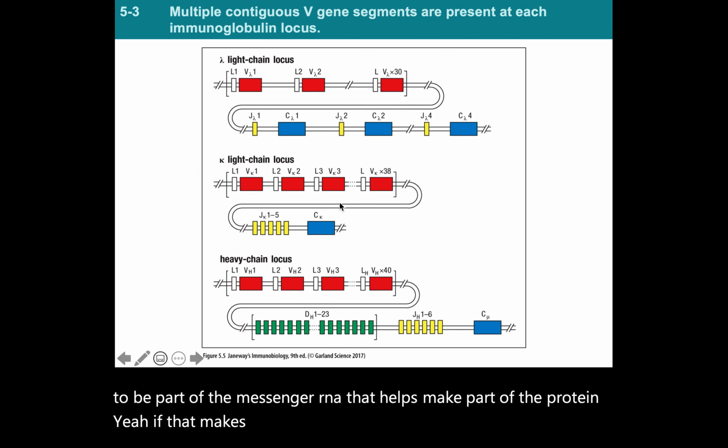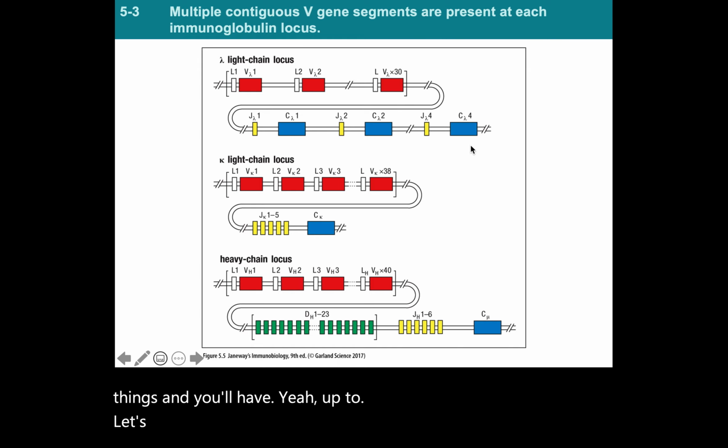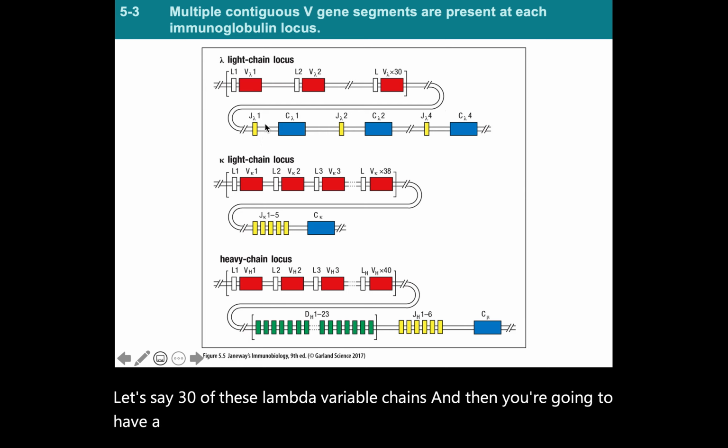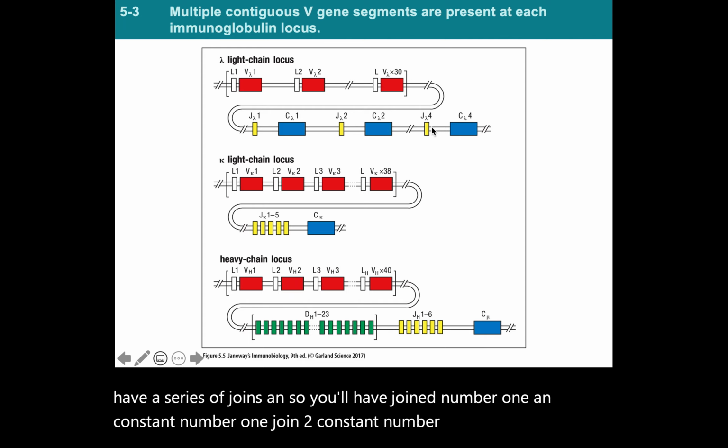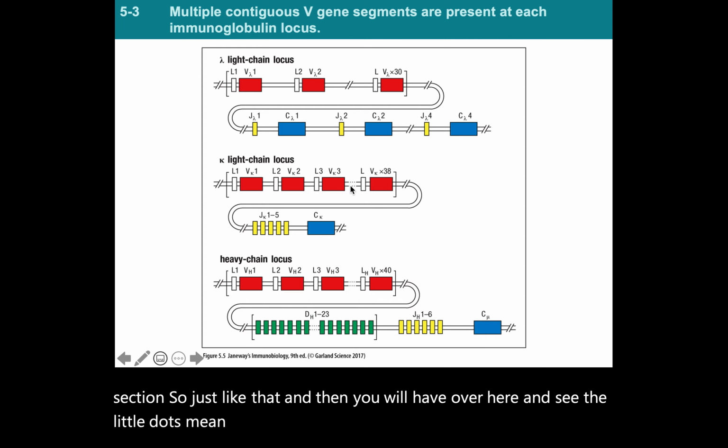And so you're going to have a series of these things, and you'll have, up to, let's say, 30 of these lambda variable chains. And then you're going to have a series of joins. And so you'll have join number 1 and constant number 1. Join number 2, constant number 2. But again, just in the lambda section. So just like that. And then you will have over here, and you see the little dots mean just there are more antibody chains in between.